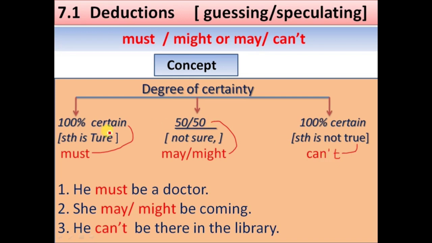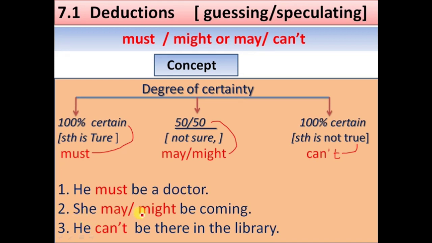Let's see here. 100% certain something is true, must. 100% certain something is not true, can't. And in between must and can't, we use may or might, 50-50. So let's see an example. He must be a doctor. It means you are 100% sure that he is a doctor. So you are using must here. He must be a doctor.